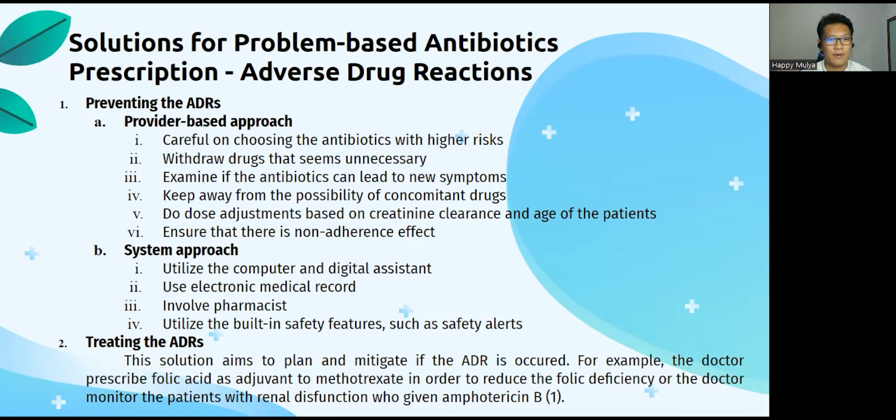And then, besides prevention, we can treat the ADRs. This solution aims to plan and mitigate if an ADR occurs. For example, the doctor prescribes folic acid as an adjuvant to methotrexate in order to reduce folate deficiency, or the doctor monitors patients with renal deficiency who are given amphotericin B.